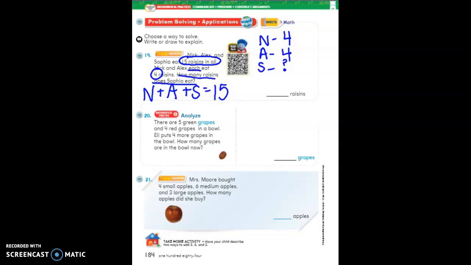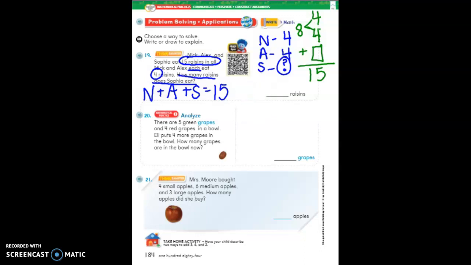So we don't know how many raisins Sophia eats. That's what we have to figure out. We know that all together they eat 15. So my number sentence is going to be 4 plus 4 plus something equals 15. So let's add 4 and 4 first. Double dance. 4, 5, 6, 7, 8. Now I have 8 plus a mystery number equals 15.